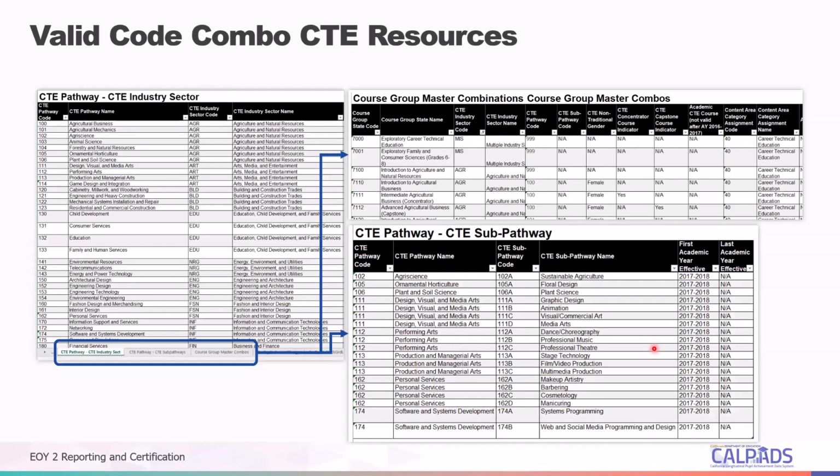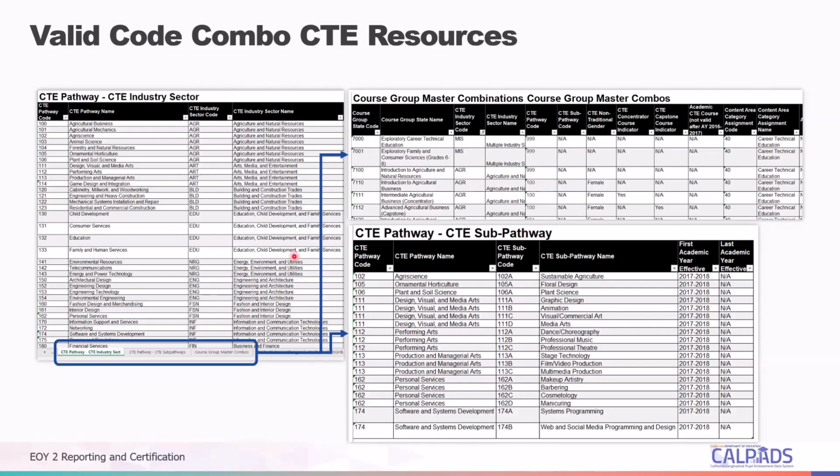All right, a common problem in end of year 2 reporting is that CT state course codes are mapped to the wrong pathway. So CT pathways and CT state course codes should be mapped so that they align with the content of the curriculum. The valid code combination document, which Nate showed us earlier, contains the mapping for those CTE courses. If you go to the course group master combo tab, it will identify the state course codes and the appropriate CTE pathway that they're under. It also identifies whether a course is a capstone course.